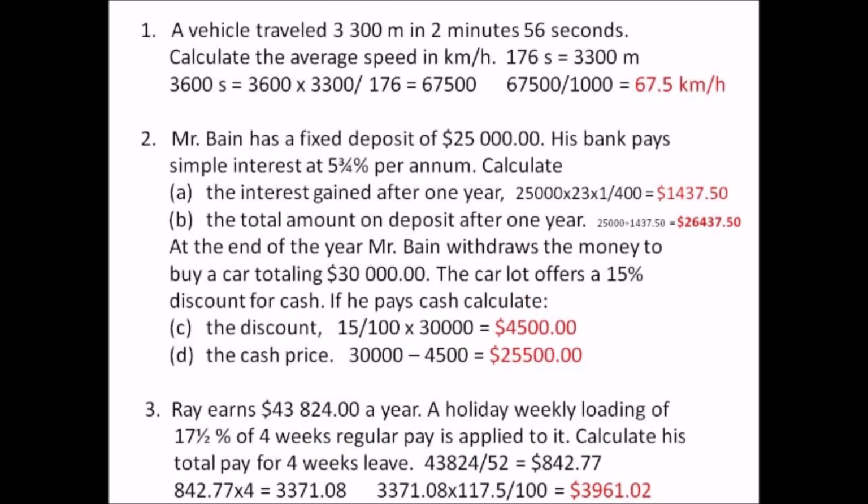And we move on. Number one, the vehicle. The answers are given there. For the vehicle, 67.5 kilometers per hour. Number two, Mr. Bain, the answers in red. And number three, the holiday weekly loading, $3,961.02. Look at the red answers. See if you got those correct. Mark it. If not, look at the working that I've shown you and work it next time.